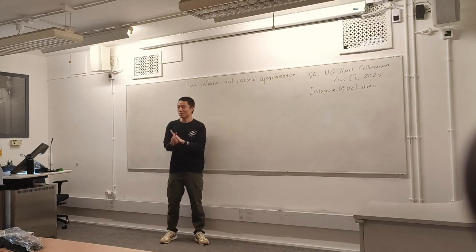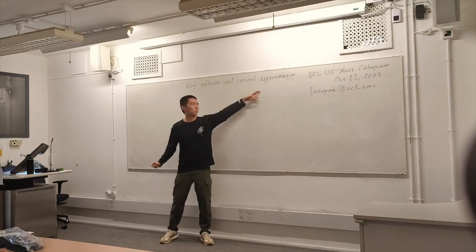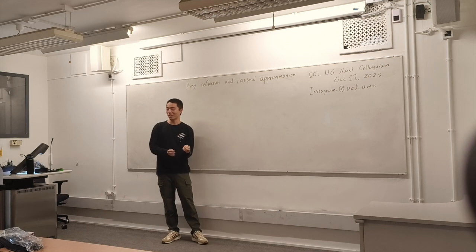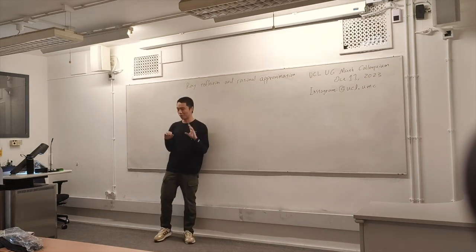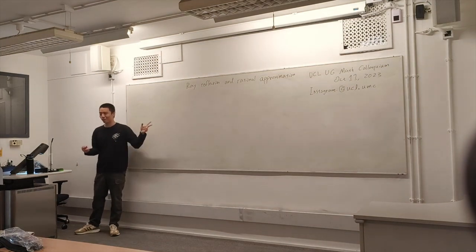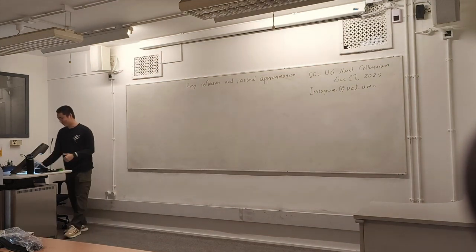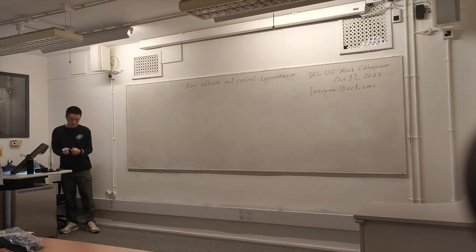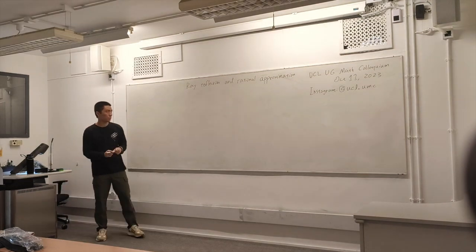By rational I just mean the rational numbers. By approximation, I mean approximating an irrational number by a rational number. And we will show in this talk that these two areas are connected in a very interesting way. So let's talk about ray reflection.